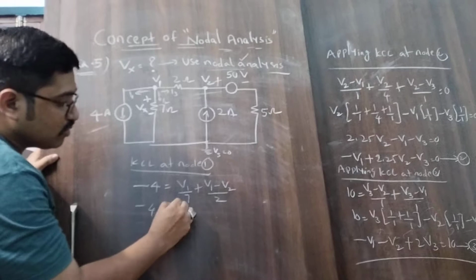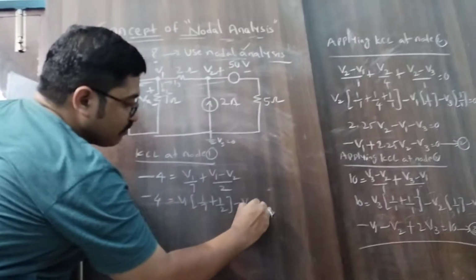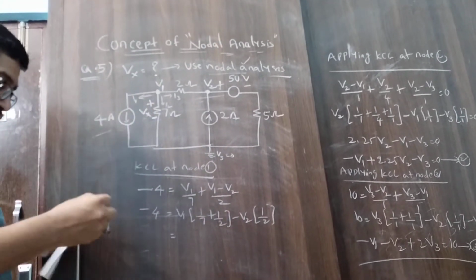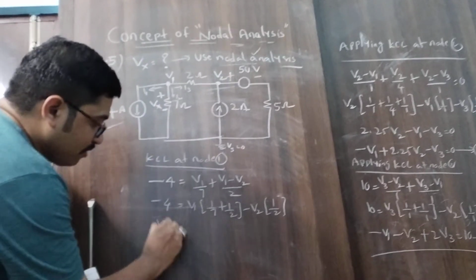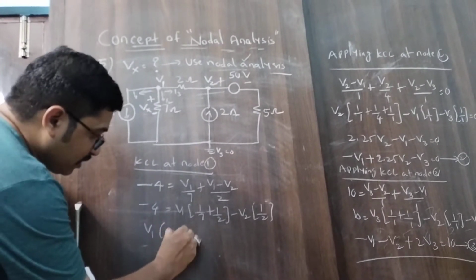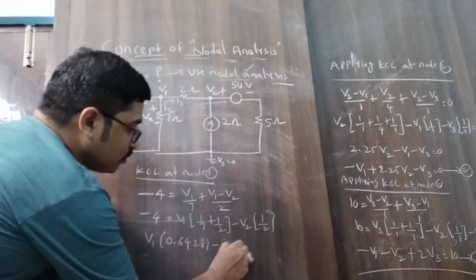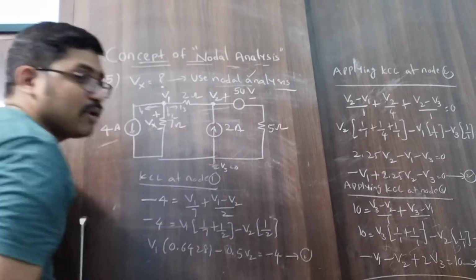So minus 4 is equal to, taking V1 common, V1 into (1 by 7 plus 1 by 2) minus V2 into 1 by 2. If you solve this, V1 into 0.6428 minus 0.5 V2 is equal to minus 4. This is equation number 1.